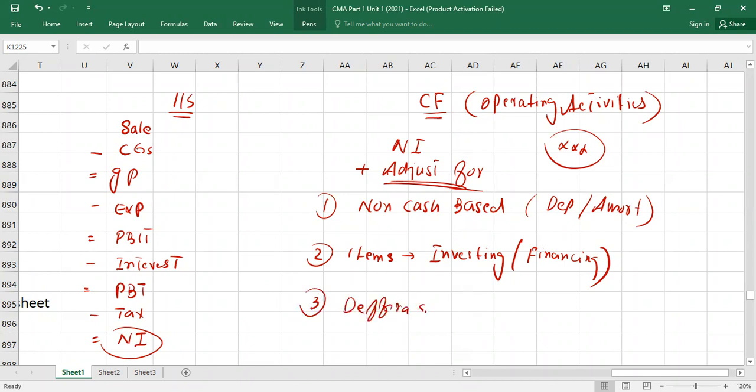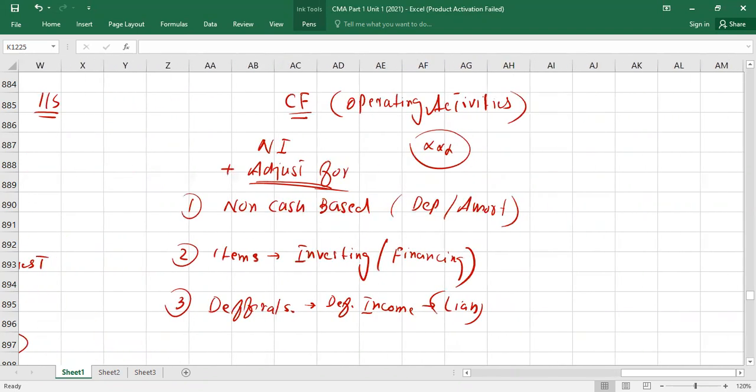Third category is for deferrals. Right or wrong? Deferrals, I can give you one example, like deferred income. Deferred income is also called unearned income. It is a kind of liability. I'm just giving an example to show why we need to adjust: deferrals might have some cash effects, because it is your liability.